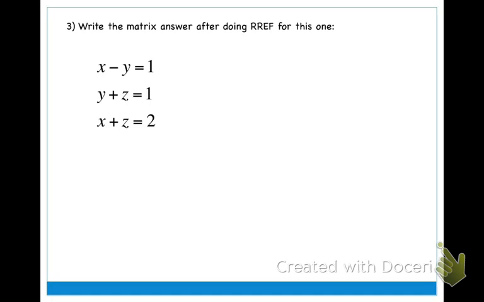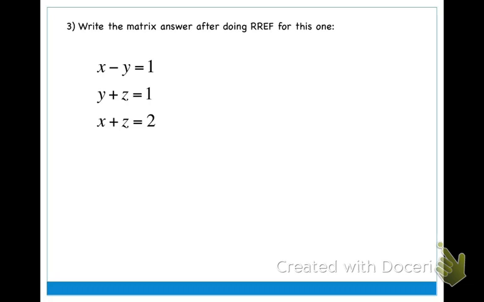Now this one's going to give us something that's a little different. We'll talk about that, but go ahead and put this into your matrix. Remember, you have to have those zeros in for those missing variables. So in that first equation, we're missing a z. So we'll put a 0 in the z spot. Our second equation is missing an x, and our third equation is missing a y.